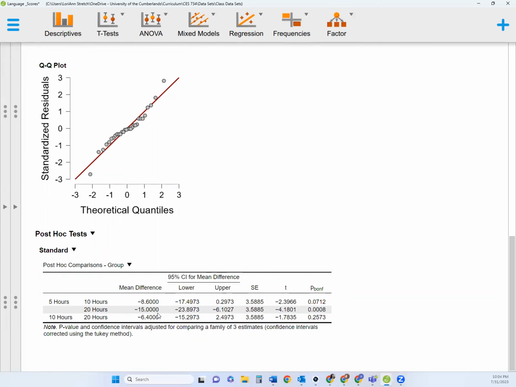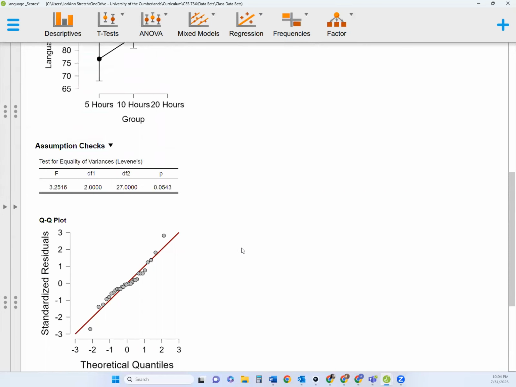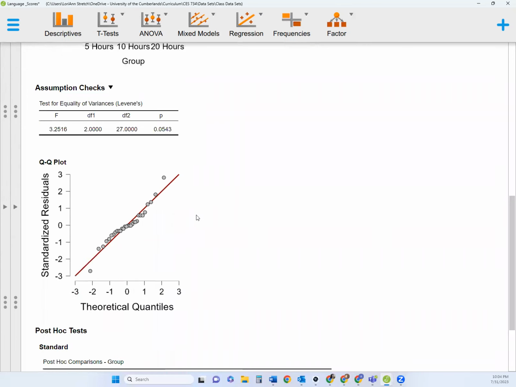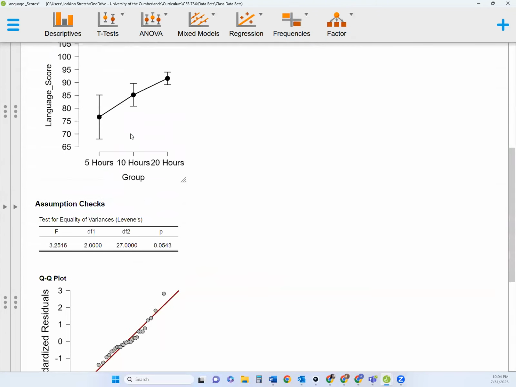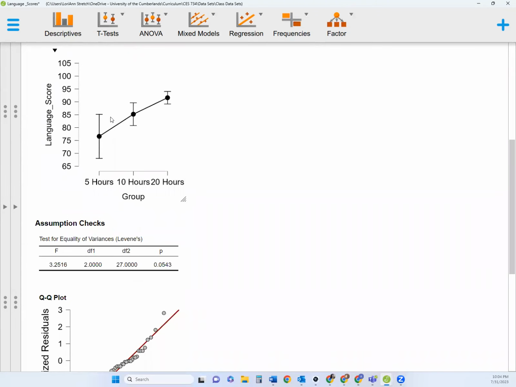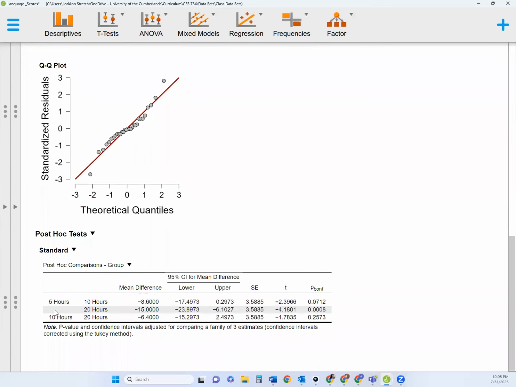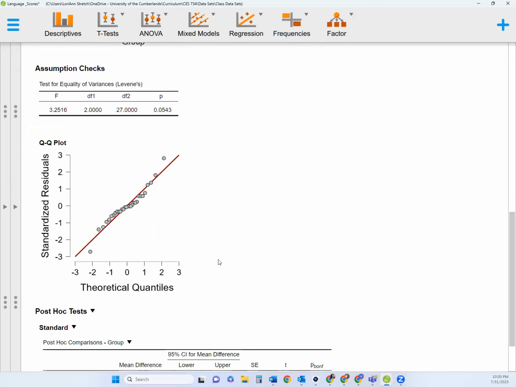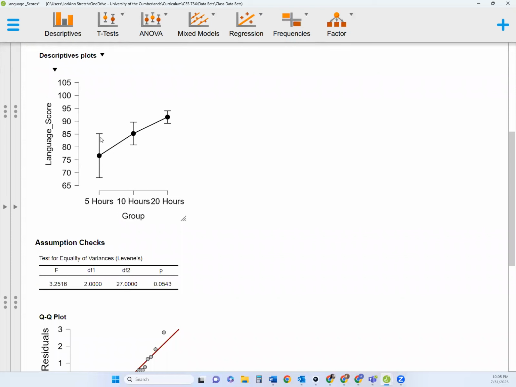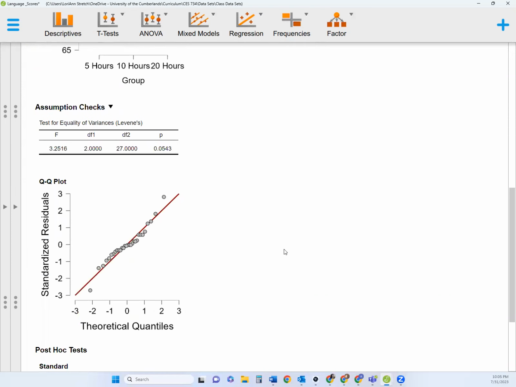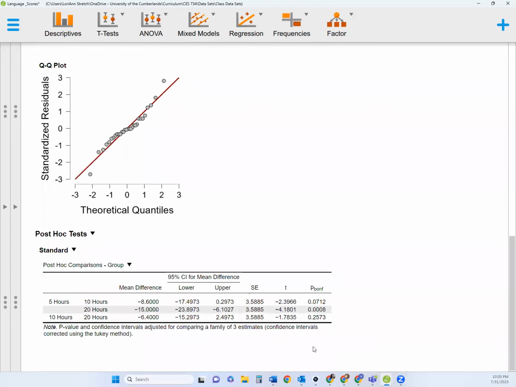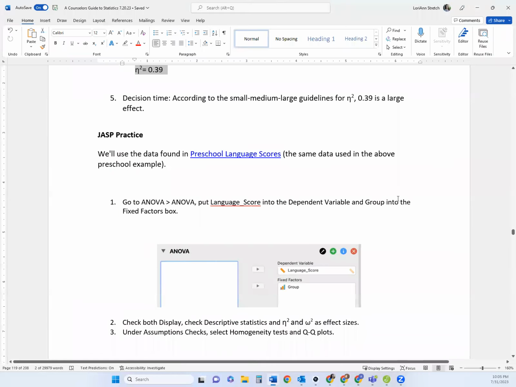So 5 to 10 hours is not significant. You see that, which was not surprising, right? Because they overlap here. See how this error bar overlaps? So that doesn't surprise me. 5 to 20 is significant. Again, doesn't surprise me because I can see these guys don't overlap. The 5 and the 20 don't overlap. And then for 10 to 20, not significant. And again, the error bars showed that.